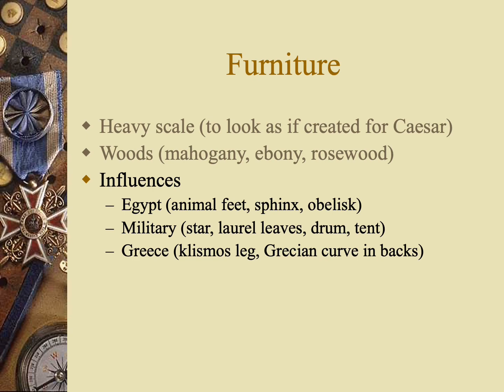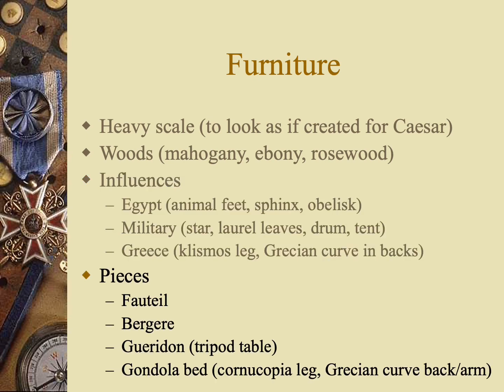Some of the furniture pieces that you're going to see, you're still going to see that fauteuil and bergère chair. Both of those will remain quite popular. Remember that the fauteuil has an open arm, the bergère does not. Then you're also going to see a guéridon, which is the tripod table, and then a gondola bed, which we just discussed a couple of images ago. It has that Grecian curved back and arm, and it also features that cornucopia or splayed Klismos leg.